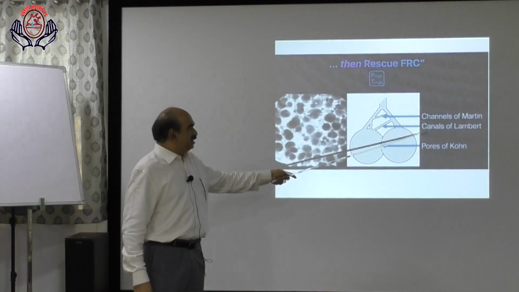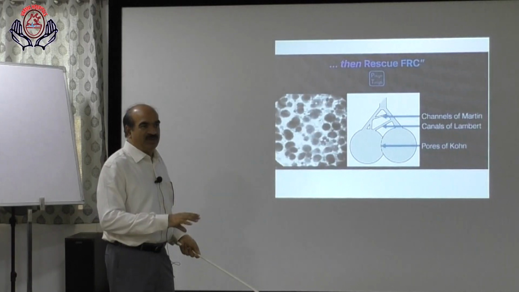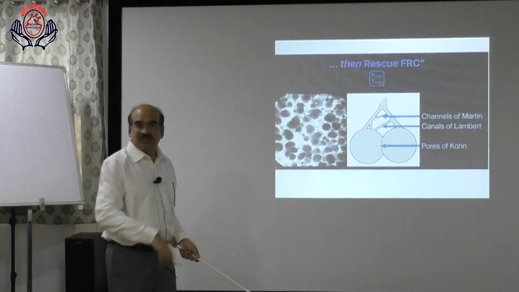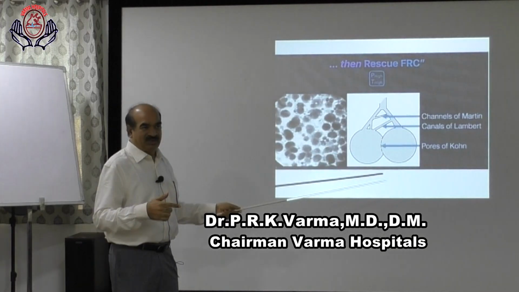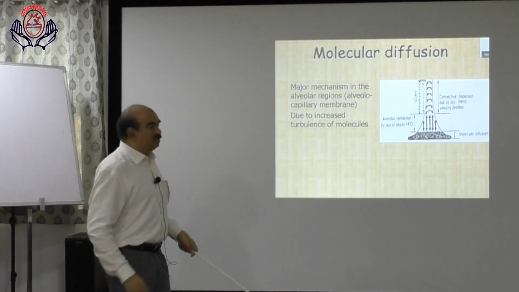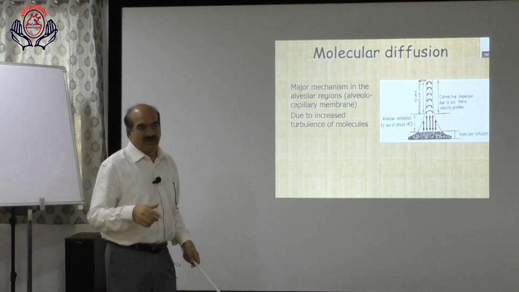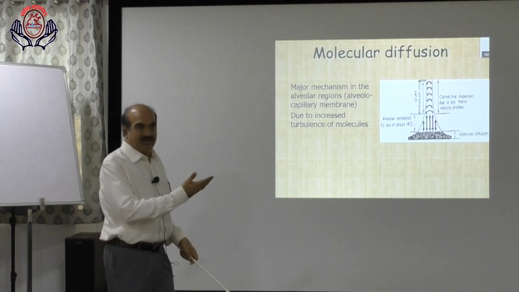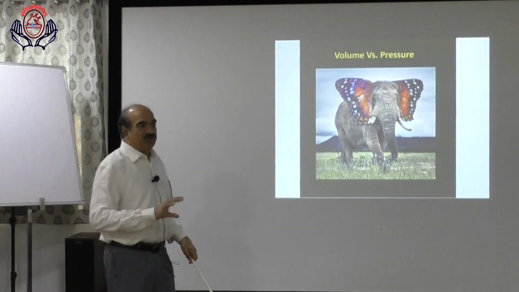Again, there are channels of Martin, canals of Lambert, and pores of Kohn. Between collapsed alveoli and normal alveoli, contracted alveoli and distended alveoli, there will be exchange through these channels of Martin, canals of Lambert, pores of Kohn, and through the pendelluft mechanism, Taylor dispersion, and molecular diffusion mechanisms. So, if you maintain PEEP, there are various mechanisms among the alveoli in the various zones, through molecular diffusion or through various pores. So, which mode do you prefer?